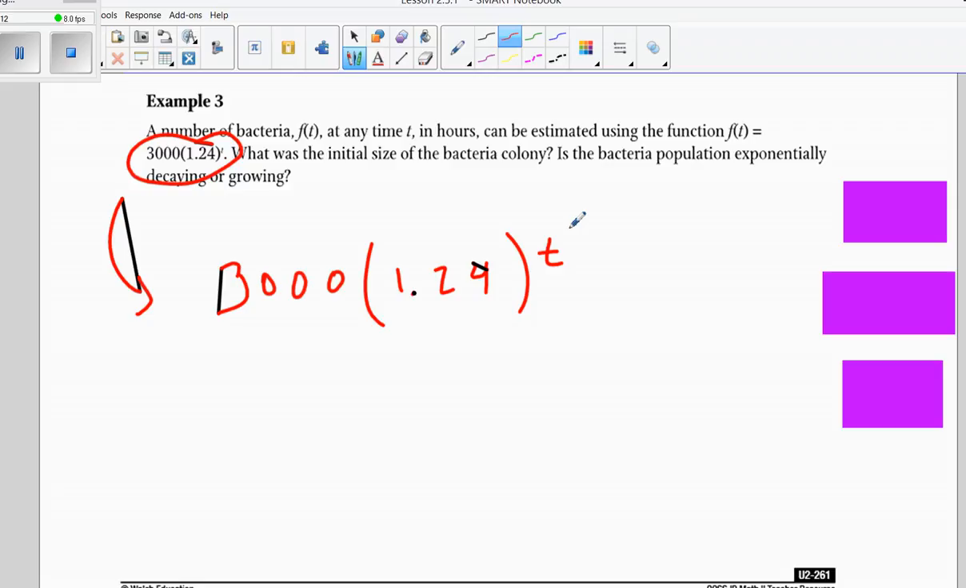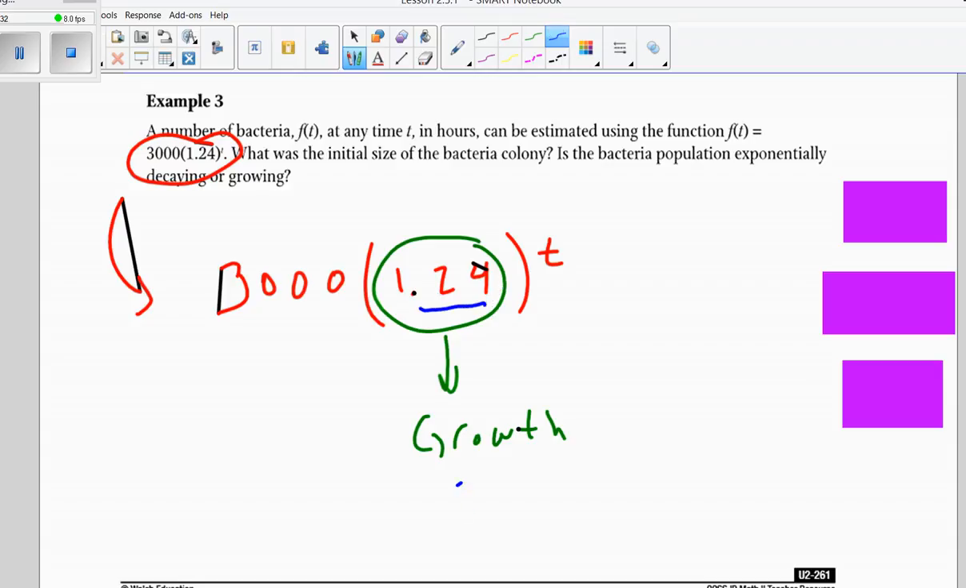So what is the initial size of the bacterial colony? Is the bacterial population exponentially decaying or growing? Well, first off, let's look at that exponent. Is it raised to the 1t? And it is. So that means we can look at this b value, and this is a growth. And when you look at just the decimal here, 0.24, it's a growth of 24%, right? So that is the percent the population is exponentially growing by: 24%.